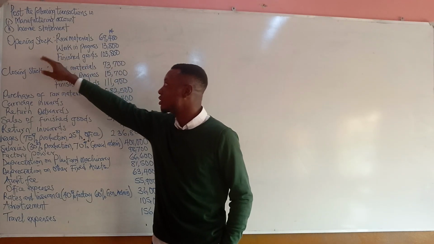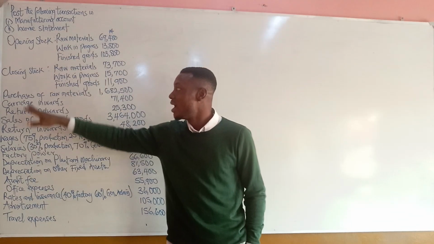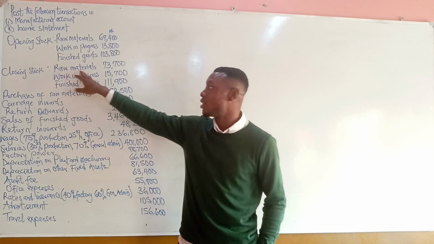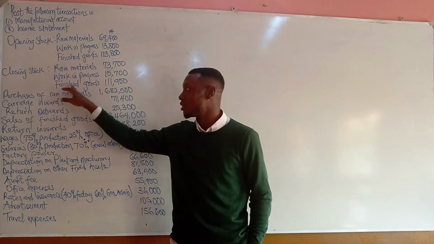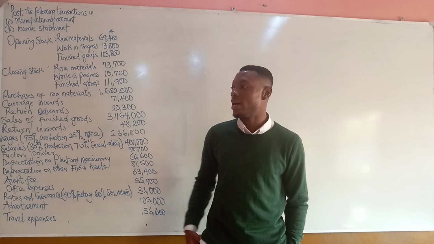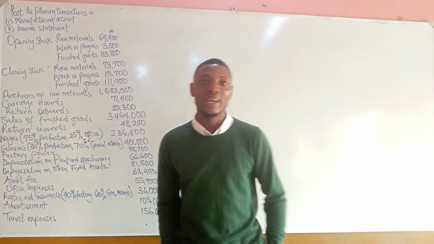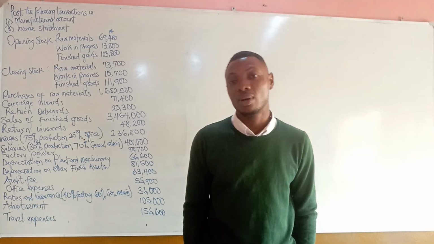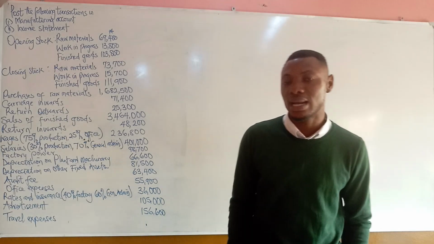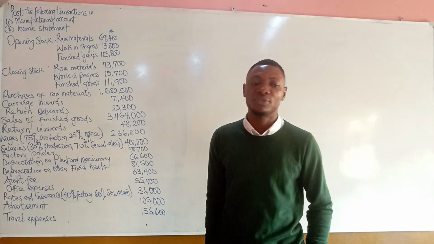We've been given the opening stock. We have our raw materials, work in progress, finished goods, and in our closing stock, we have our raw materials, work in progress, finished goods. Mind you, in all of these particulars, we have particulars that will go strictly to the manufacturing account, and we also have particulars that will go to just the trading account and particulars that we feature in our profit and loss account.